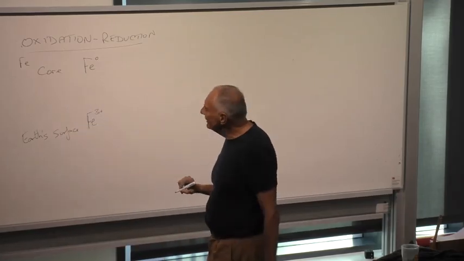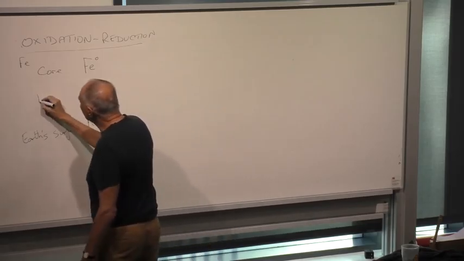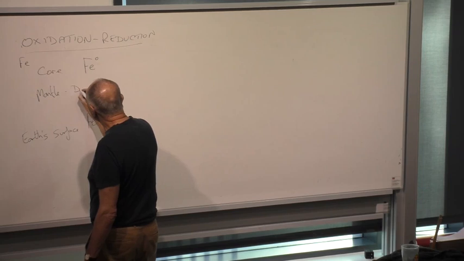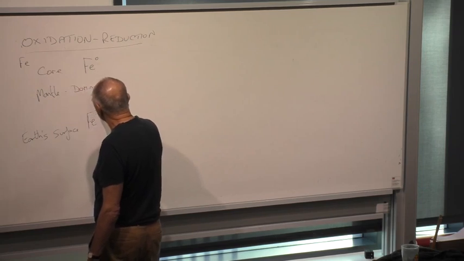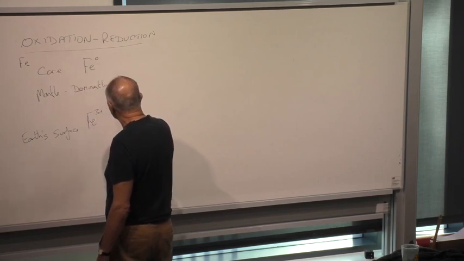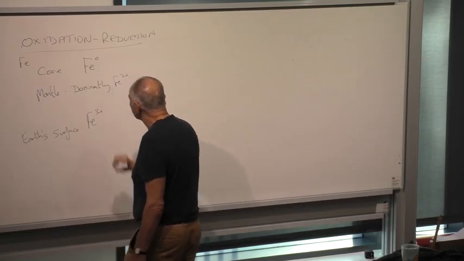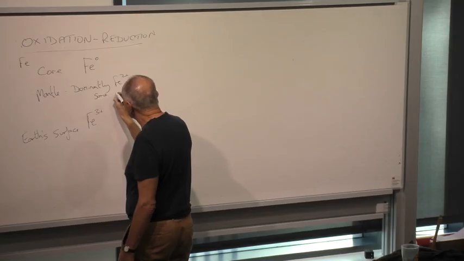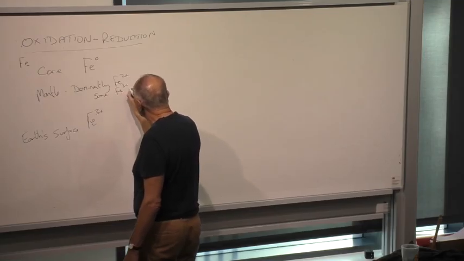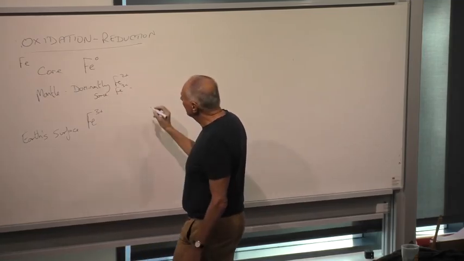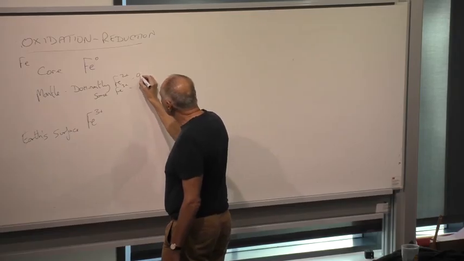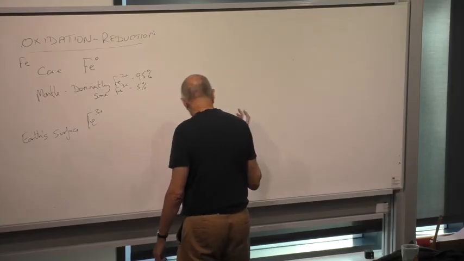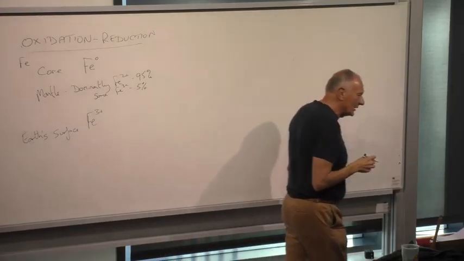And in between, in the mantle, it's dominantly Fe2+, but with some Fe3+. So this might typically be 95% Fe2+, 5% Fe3+. Just off the top of my head, that's sort of a number.